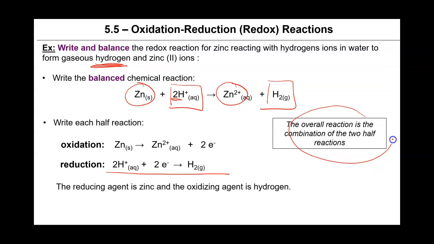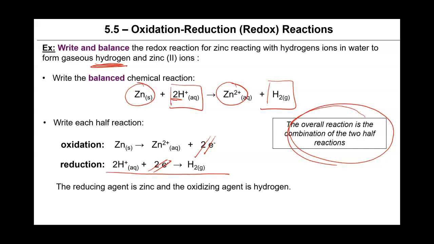When I add my 2 half reactions together, if I cancel out things that appear on opposite sides of the arrow, I get my overall reaction. And that's a really important concept. When you add the 2 half reactions together, you get the overall reaction and all of the electrons will cancel out.